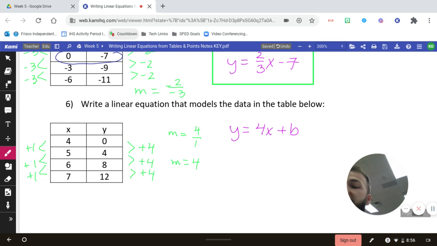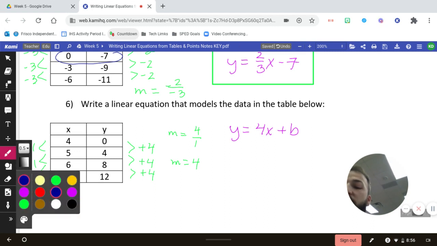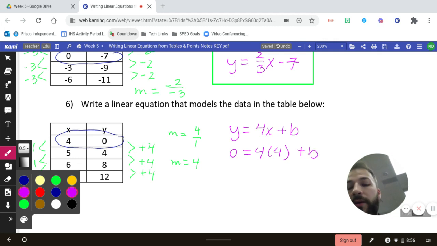Okay, once again, we need to plug something in. So I would pick the very first point, 4, 0. So this one, notice this time y is 0, x is 4. So this is not our y-intercept. This would actually be our x-intercept. So we're still going to need to plug it in to solve for b, our y-intercept. So then we plug that point in. So y would be equal to 0, 4 times 4 for x plus b.